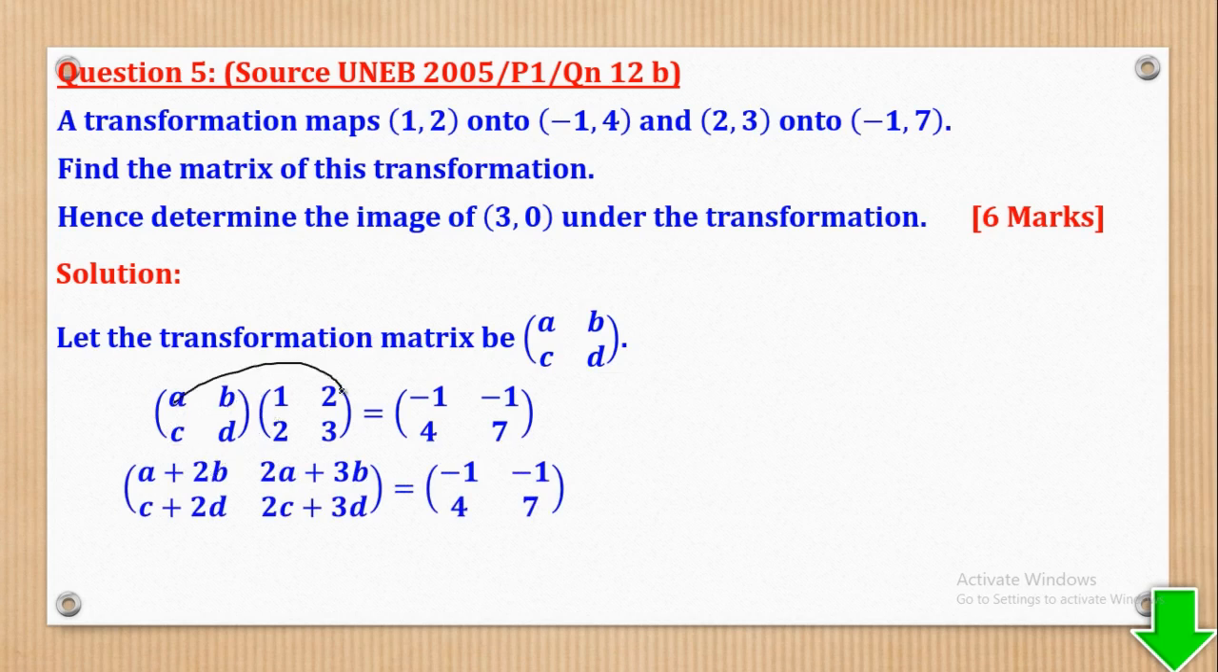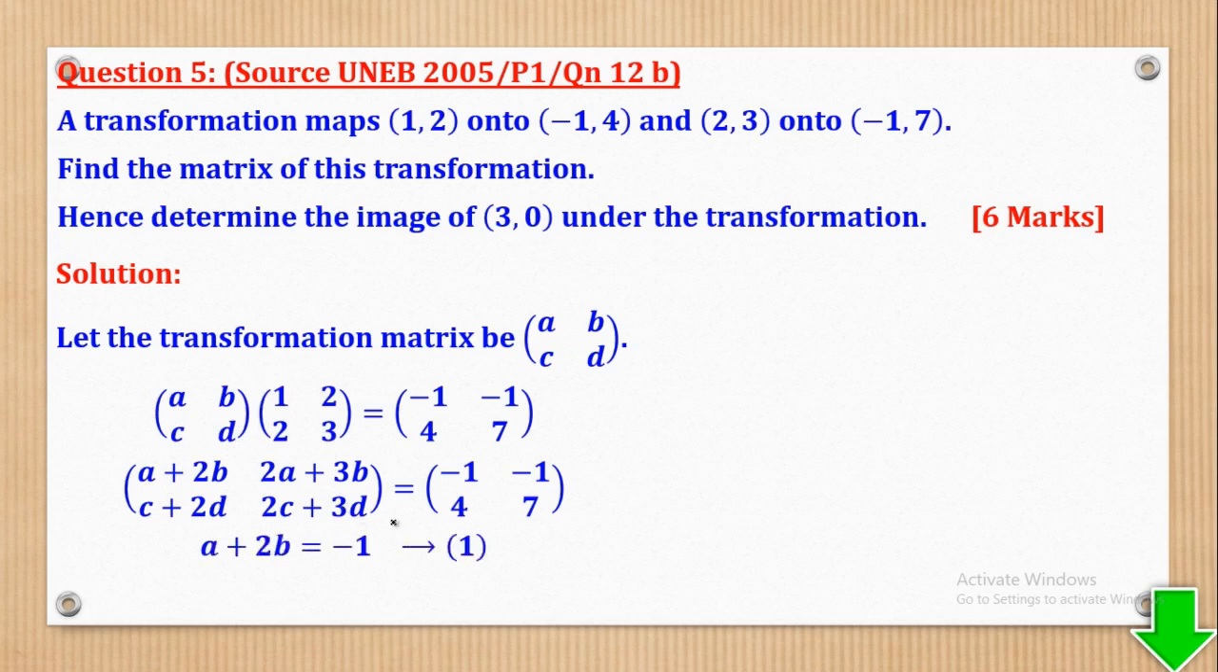This with this gives you 2A, and this with this gives you 3B. This with this gives you C, and this with this gives you 2D. This with this gives you 2C, and this with this gives you 3D. That's how they multiply matrices.